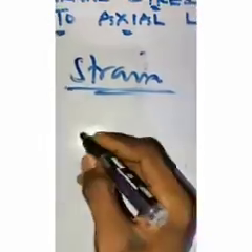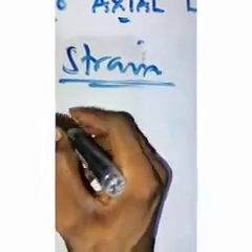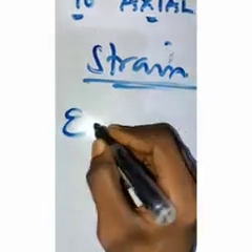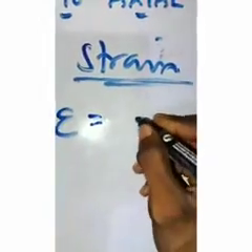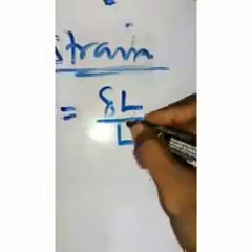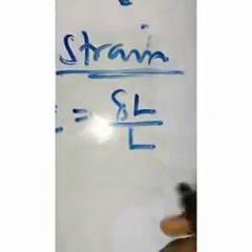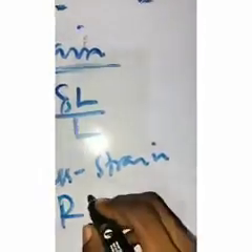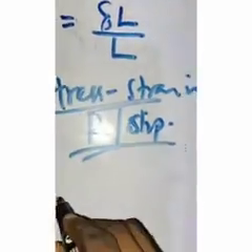Also, strain is the next part. Strain has this notation. Strain is defined as the change in length over the original length, that is, change in length per unit length. And then we have the stress to strain relationship. The stress to strain relationship is diagrammatically represented as this.